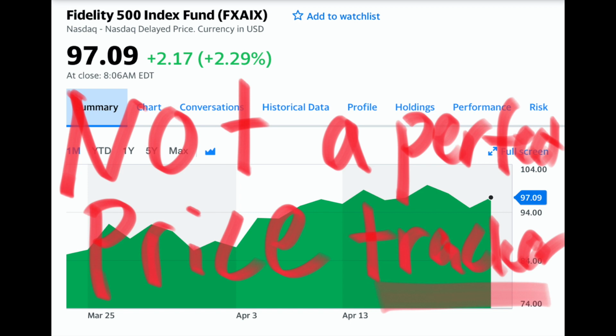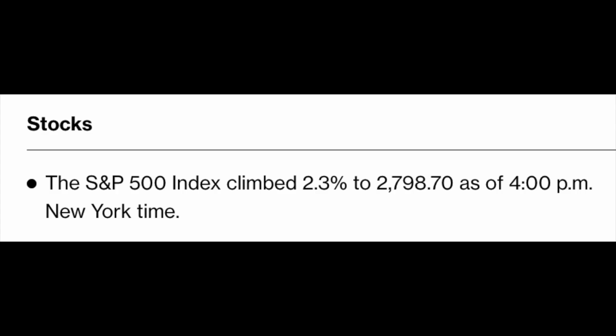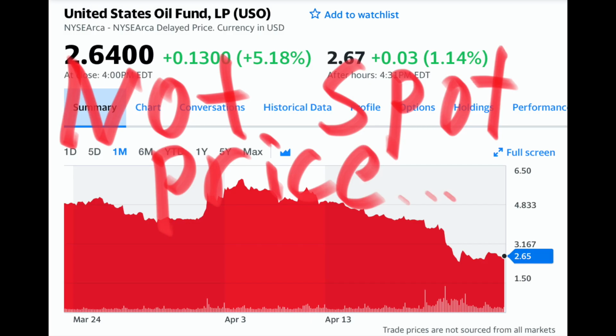And so a lot of people are jumping in USO thinking this is a perfect price tracker in relation to oil, and it's not a perfect price tracker, okay? Yesterday, the S&P 500 was up 2.3%, and you know what? The Fidelity 500 was up almost 2.3%. It's almost perfect, okay? USO is not, okay? This is not the spot price. So a lot of people think, well, oil's super low right now. This must be like an investment in the spot price, okay? And it's not as simple as that.